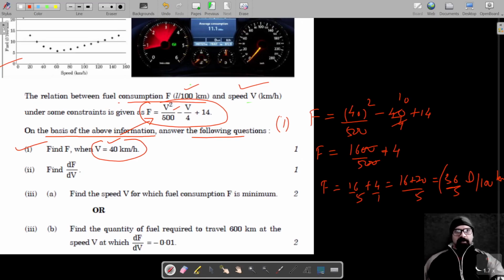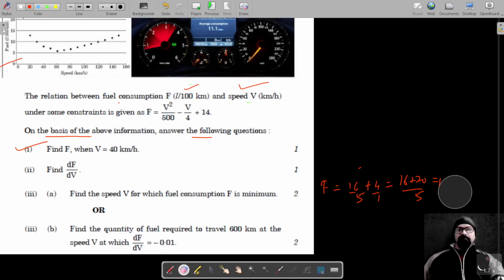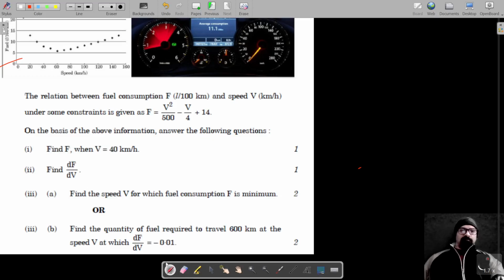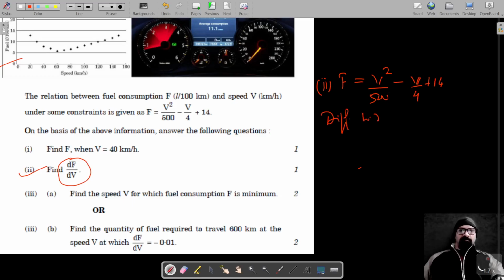Okay, let's move on to the second part. So the first one is done: 36 by 5 liter per 100 kilometer is the fuel consumption. For the second part, we have to find the rate of change of fuel consumption. F is equal to v square by 500 minus v by 4 plus 14. That is, we have to differentiate this with respect to v.